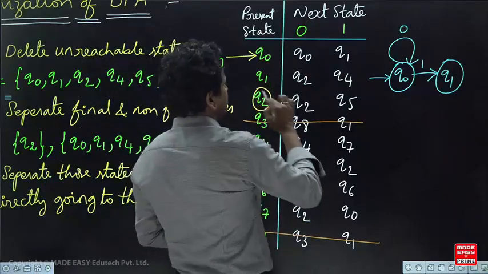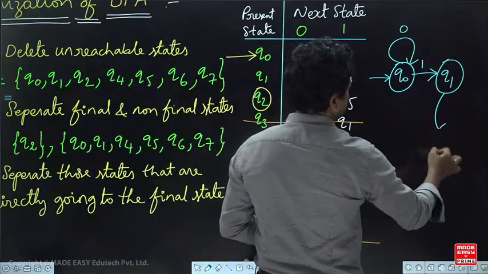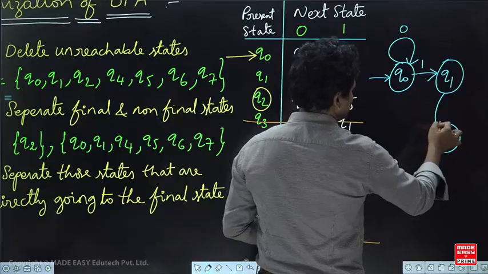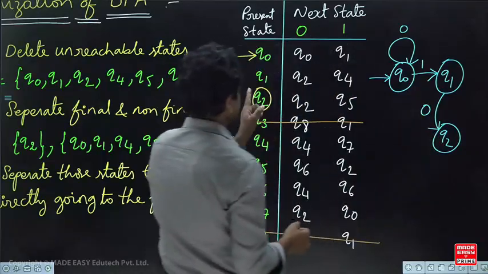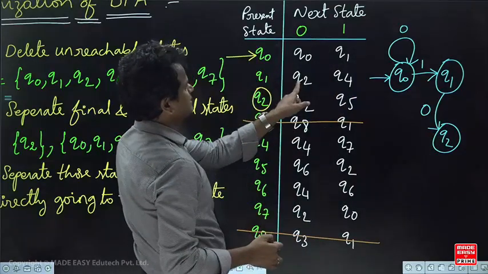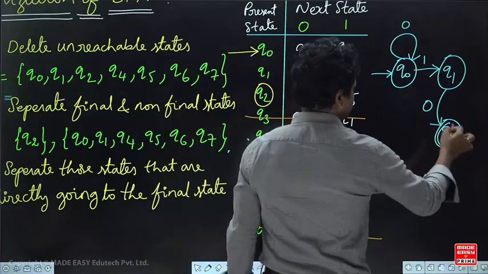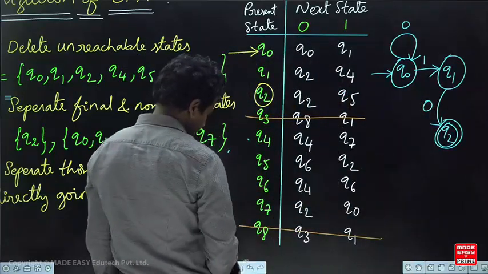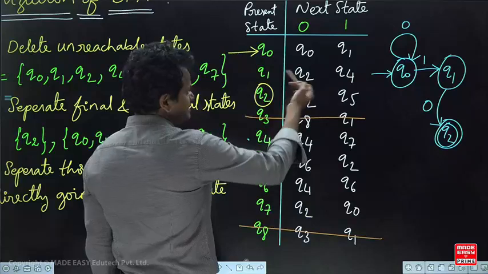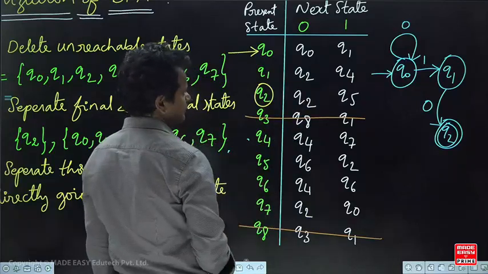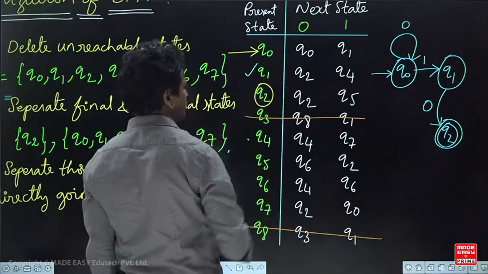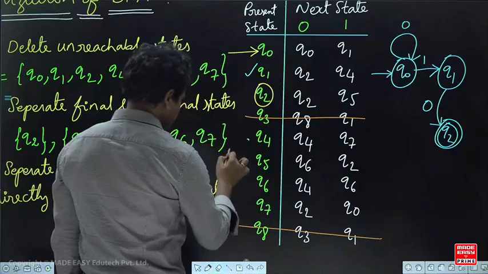But in Q1, on applying 0, you can go directly to Q2. So whatever the states like this, they are directly going. So Q1 can directly go. And listen here.